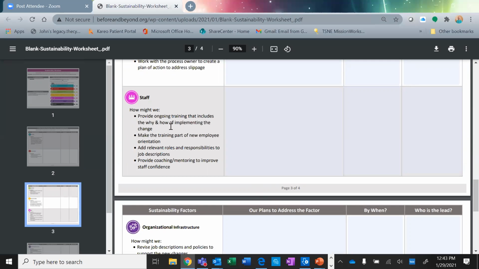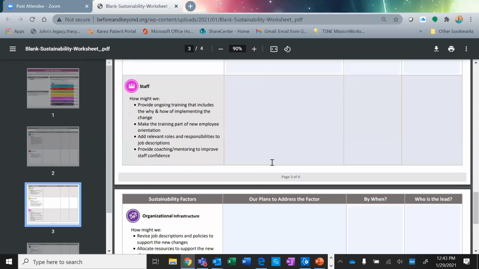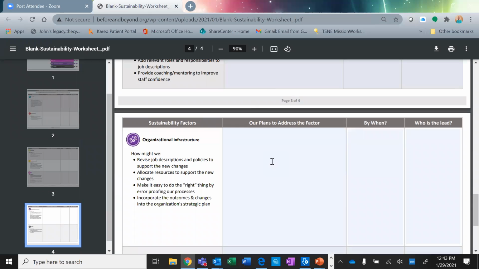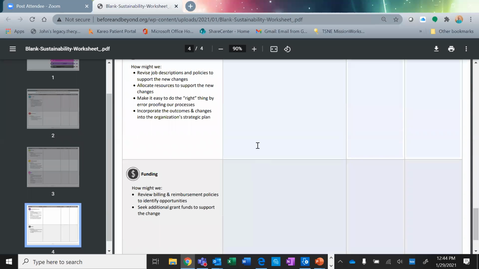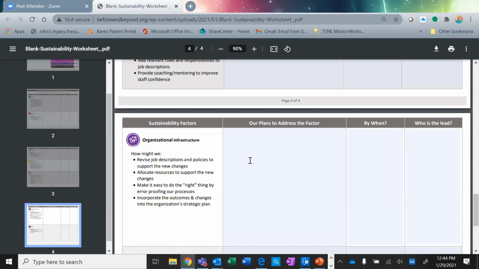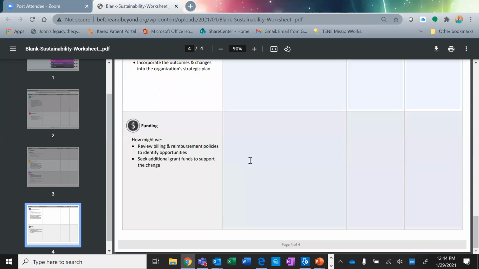So we gave you a few little ticklers of ideas here too, but you certainly can come up with your own. It makes the most difference for you and your organization. So how might we impact or influence organizational infrastructure? Funding.